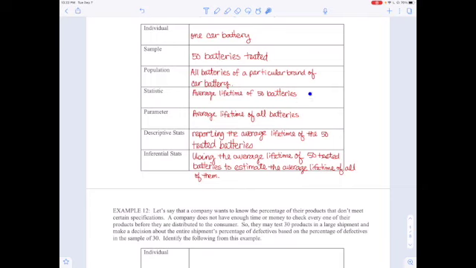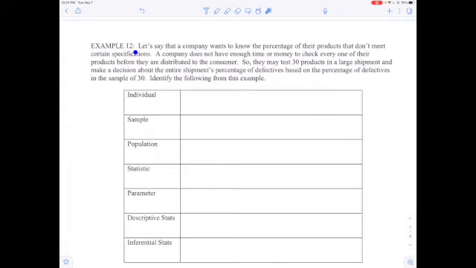And this one is averaging them together. So that is how you differentiate the sample and statistics. Example 12, let's say that a company wants to know the percentage of their product that don't meet certain certifications.